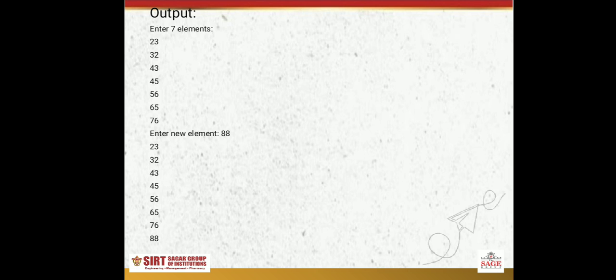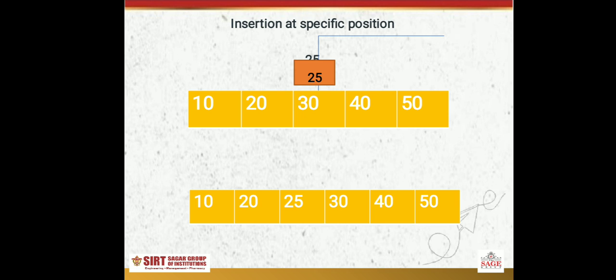Then after the new element is printed at the end of the list, you're going to see the second new list in which 88 is added at the last position, and this is the new array list. So here you could see this was the insertion of an array element at the end position. Now let's move to another one.